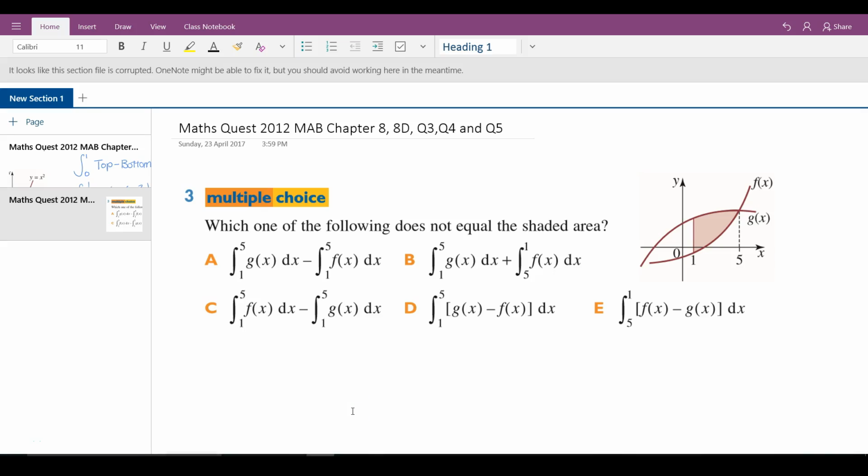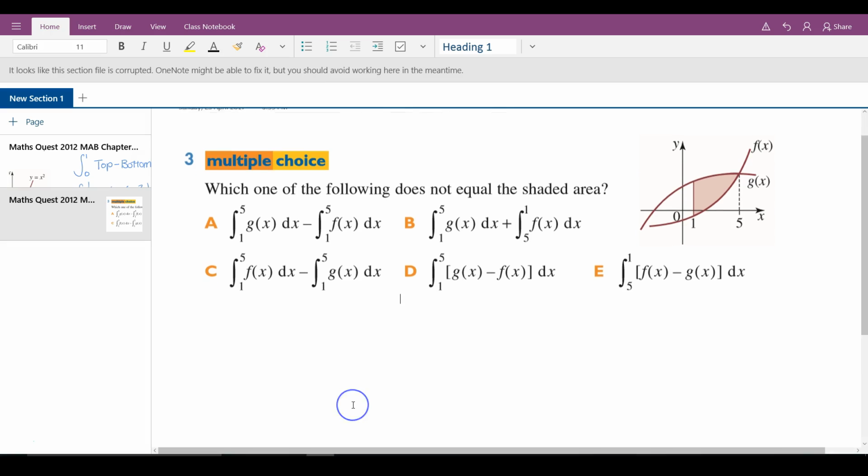Hello, welcome back. All right, we're doing Maths B, Maths Quiz 2012 Maths B, Chapter 8 AD, questions 3, 4, and 5. Now, the reason why I do 3, 4, and 5 together is because they're all multiple choice. I thought, might as well just do them all together.